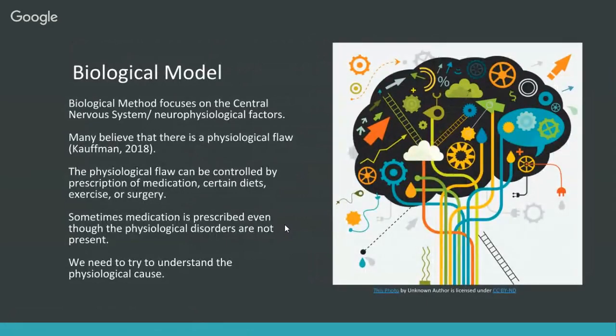The biological model focuses on the central nervous system and neurophysiological factors. So it mainly focuses on the brain. Kaufman states that many believe that there is a physiological flaw. So many believe that there's a flaw in the brain that is causing the emotional behavioral disorder or the other disorder. Within this model, it is believed that the physiological flaw can be controlled by medication prescription, diets, exercise, surgeries.